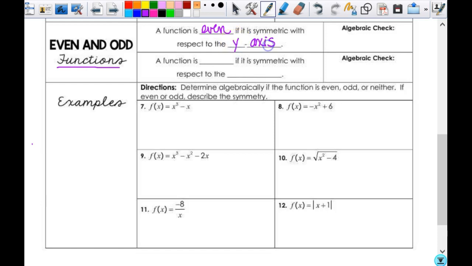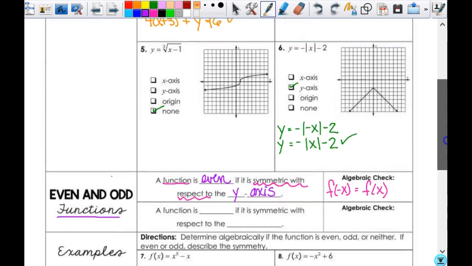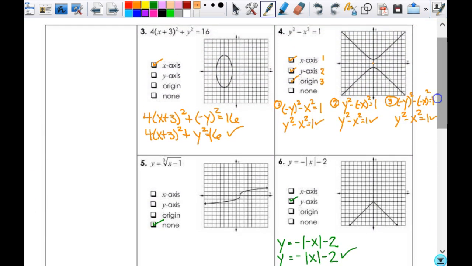So y-axis symmetry. So here are the key words too. First of all, a function is even if it is symmetric with respect to the y-axis. So remember, correct terminology, correct verbiage is important. That means the y-axis is a line of symmetry. You can reflect it in the y-axis. So your algebraic check for this is that you see if f of negative x equals f of x. If it does, then it's an even function. Okay. Then we have, so let's look up here. Were any of these up here even functions, just visually?